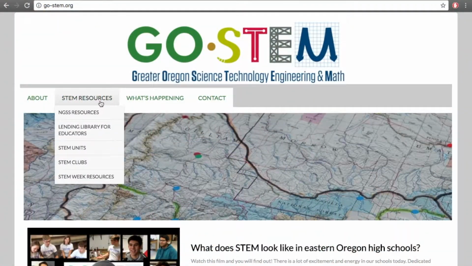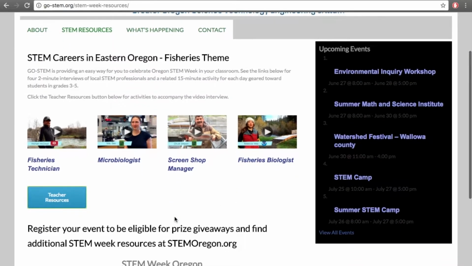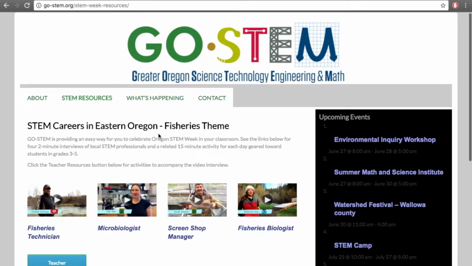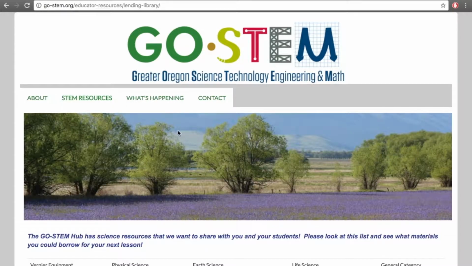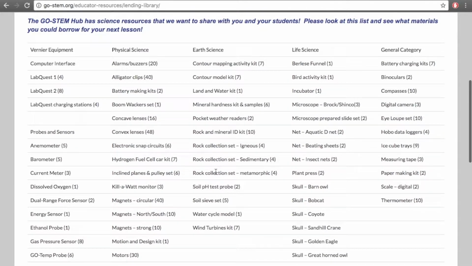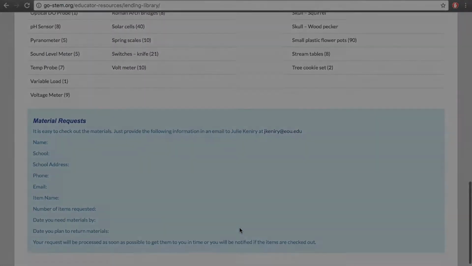The GoSTEM website has not only these units that teachers can access, but also a number of other resources, including other videos, links to careers, and a lending library that has a lot of materials that are available for checkout. And the website is continuously being upgraded and updated, so teachers should check back and find out if there are more things on there that could apply to their classrooms.